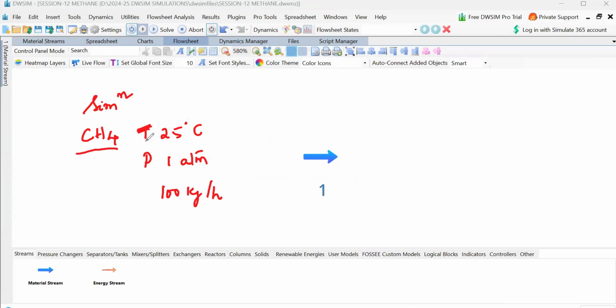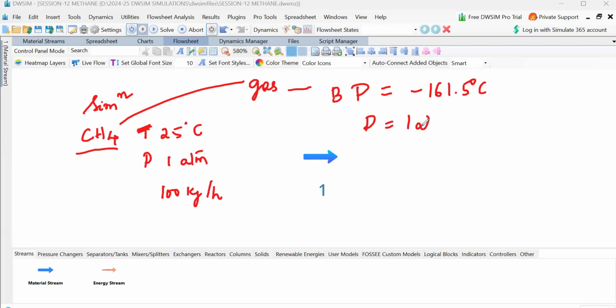But as it is, we know the state of the methane is gas, right? So its boiling point is minus 161.5 degrees centigrade. That means if I say boiling point, external pressure and system pressure will be equal. So that is at 1 atmospheric pressure, if the boiling point is minus 161.5, then I wish to check what is the phase. So these are the simple specifications or simple inputs I am ready with now.